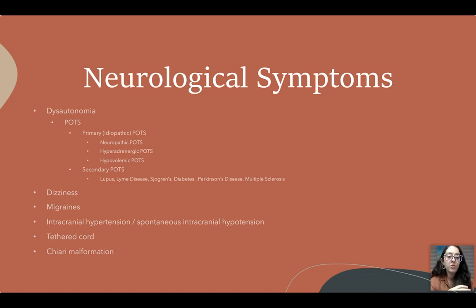And then there's two different types of POTS. There's primary POTS and then secondary POTS. Primary POTS, you have three within that primary. So you have the neuropathic, the hyperadrenergic, and then the hypovolemic. And these can all kind of intertwine.